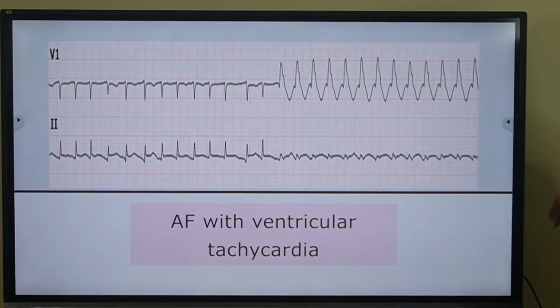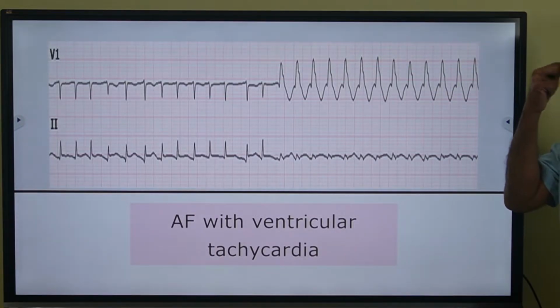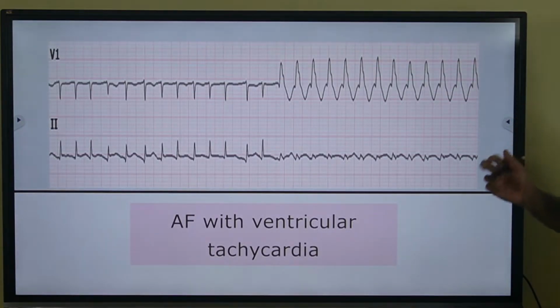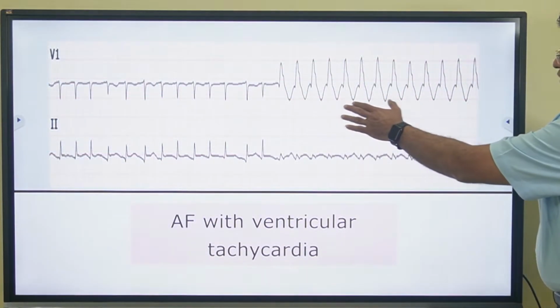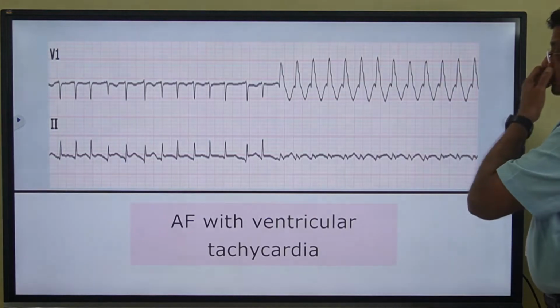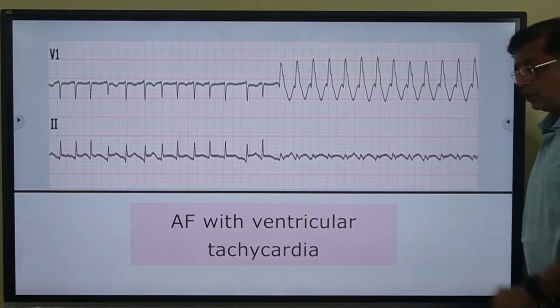AF with ventricular tachycardia. This can sometimes be confused with AF with aberrant conduction. This is a strip, irregular, but here you see a very regular rhythm, wide QRS, and this is ventricular tachycardia.